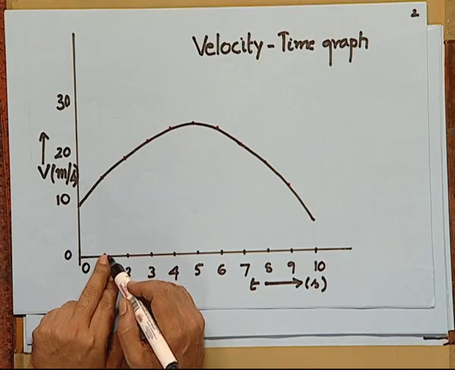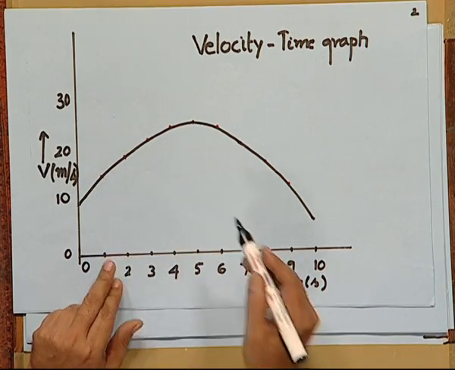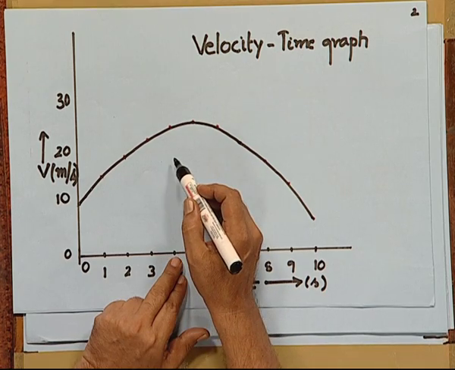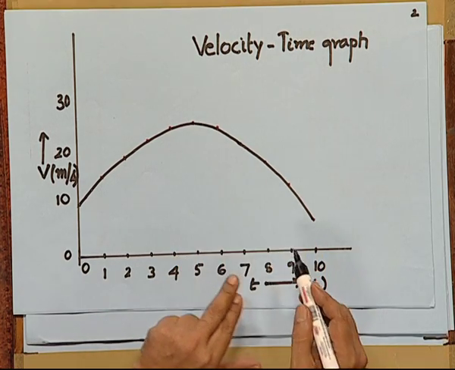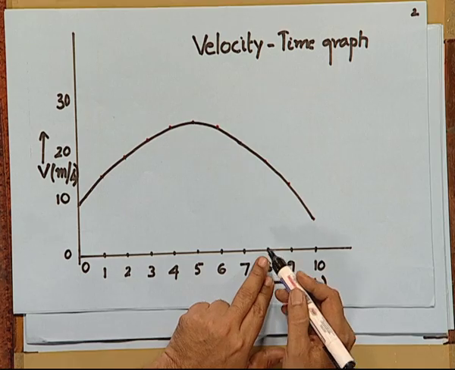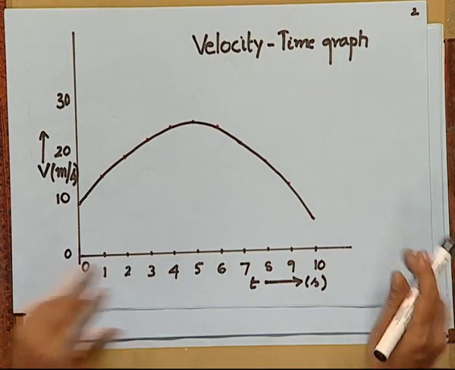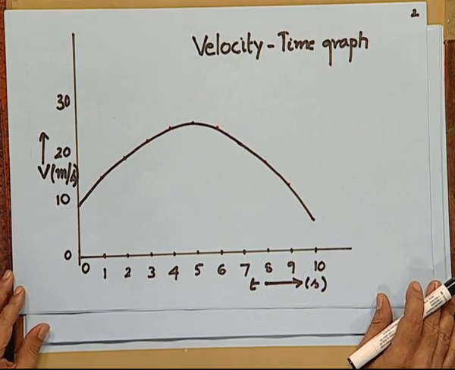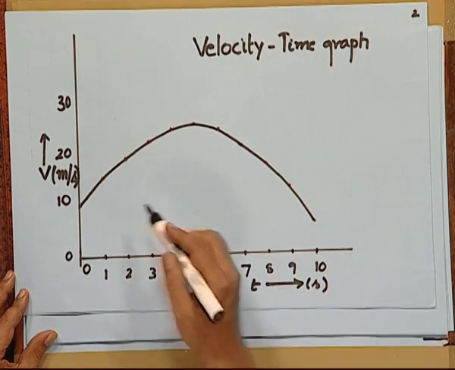Now, the data of velocity as a function of time is plotted in the graph. Please look at this graph, velocity time graph. At t is equal to 1 second, the velocity is 15 meters per second. At 4 seconds, it is 23.5 meters per second. At 8 seconds, it is 17 meters per second. The velocity goes on changing with time.